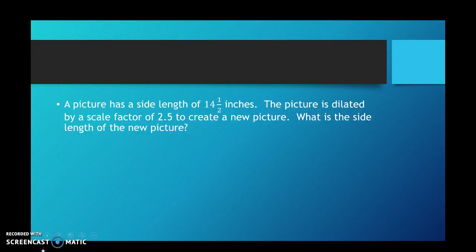All right, guys, last one on your own. I think you've got it. Picture has 14.5 inches. It's dilated, which means it's getting, think about your eyes being dilated, it's getting bigger by a scale factor of 2.5. What is the side length? So 2.5 over 1 is going to be your dimension.